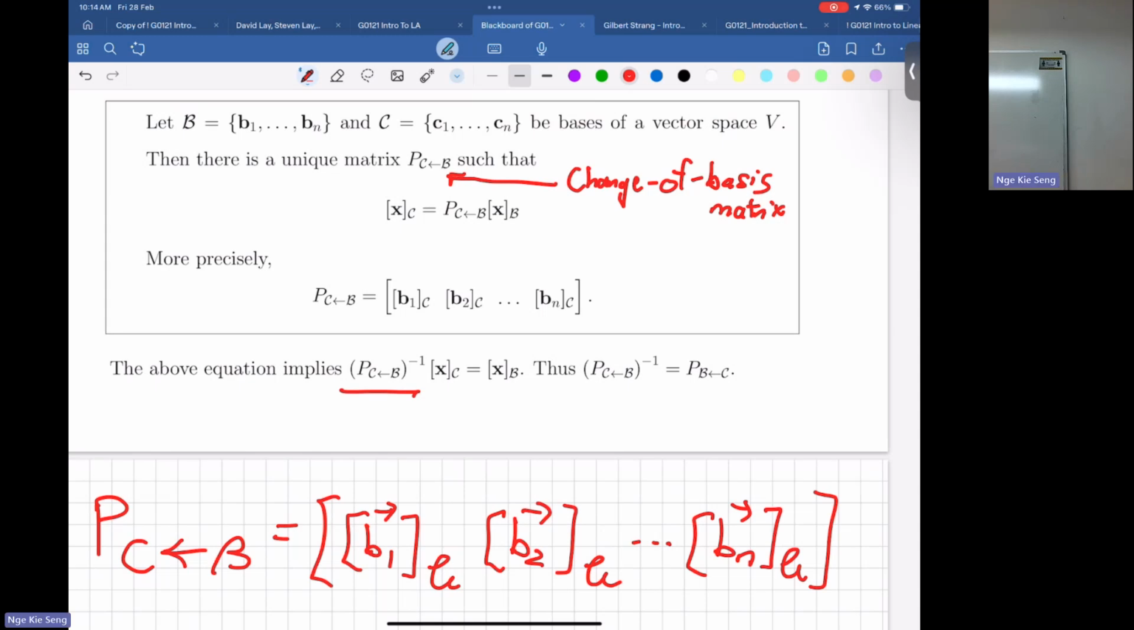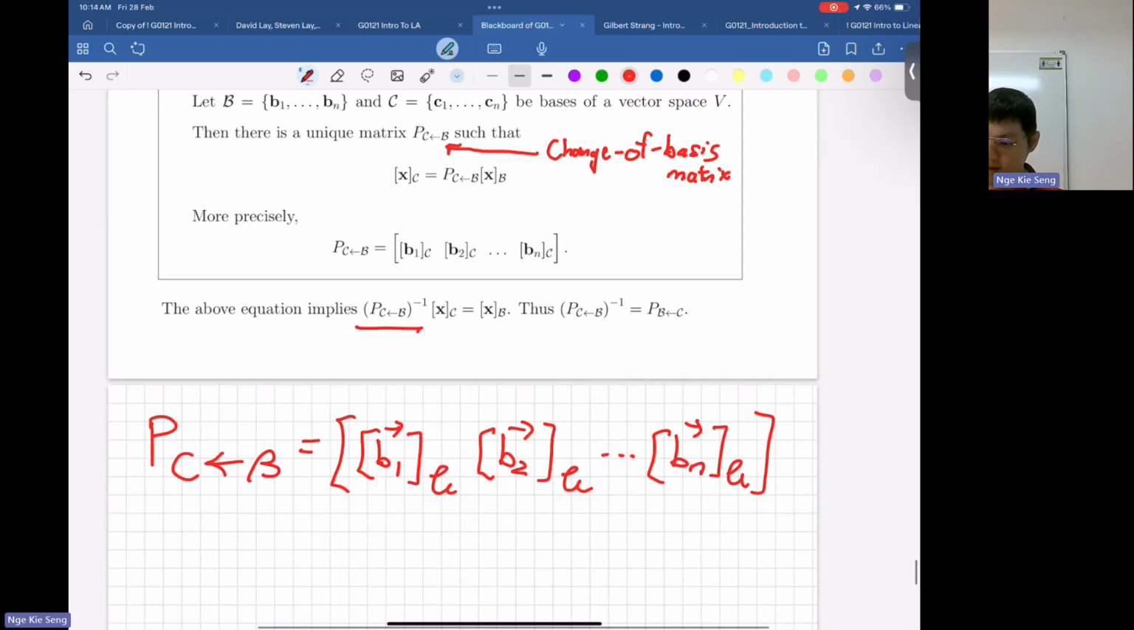So the number of rows concerns what? The number of coefficients you can put in. So how many coefficients do you need to express in terms of vectors in C? How many vectors in C? N. Okay, so this matrix is a square matrix, the n by n matrix.